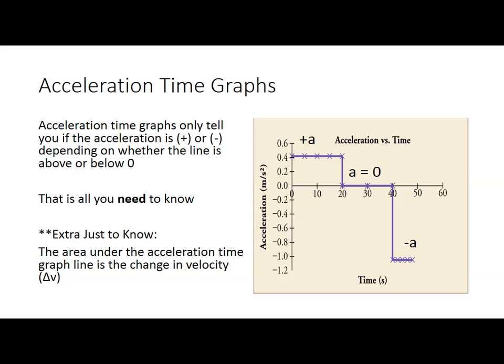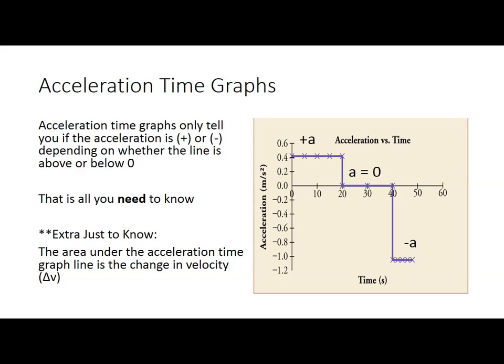There's a couple of things we'll look at. For acceleration time graphs, it really will only tell you if the acceleration is positive or negative, depending on whether the line is above or below 0. So this is acceleration. All it's telling you is above the line positive, below the line negative. That is all you will need to know really with acceleration time graphs for regular.